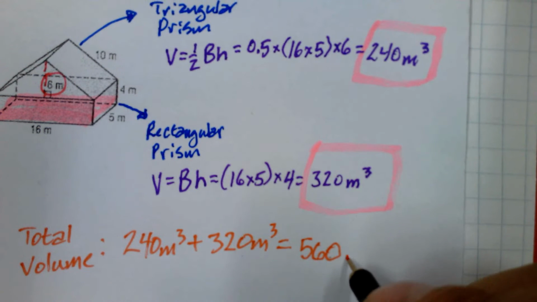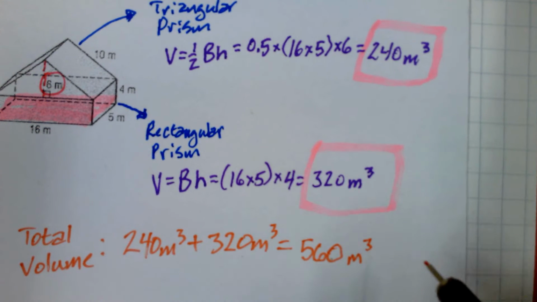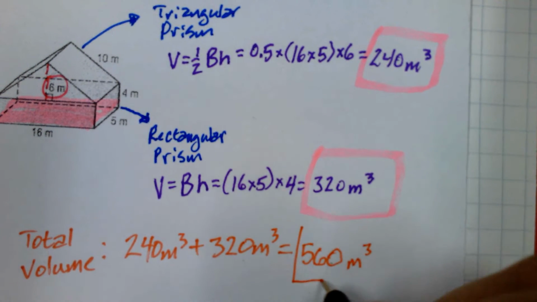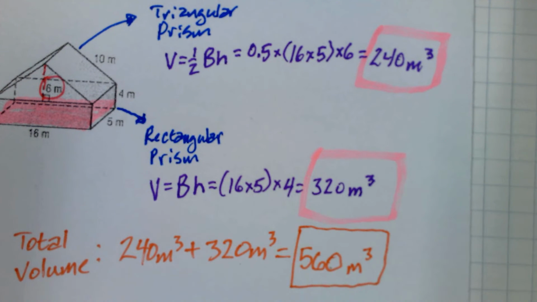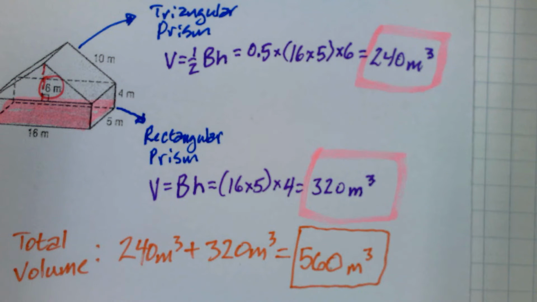They're the same. They're still cubic meters. So this is the volume for this whole thing. Is that big? What's the size? Do you have any idea what the size is if we're talking about 560 cubic meters?